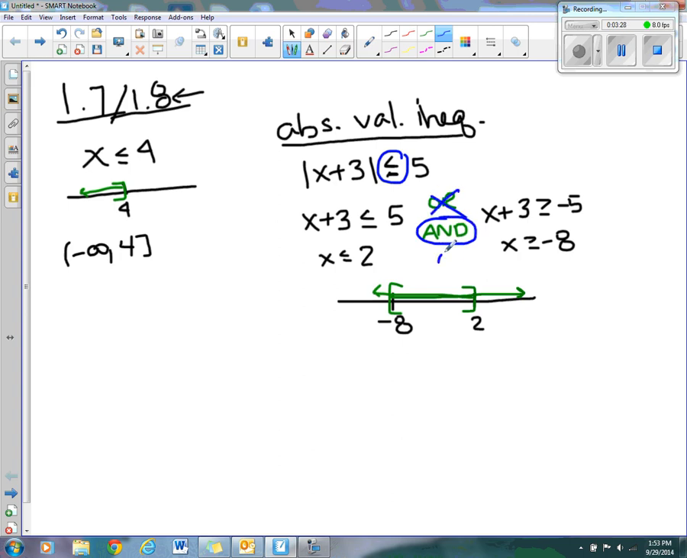Now and has to do with intersection, and we did that way back in like R.1. If we intersect two sets, that means I'm looking for the spot where both lines are at the same time, which means on this particular graph, we're looking at all of the numbers between negative 8 and positive 2.